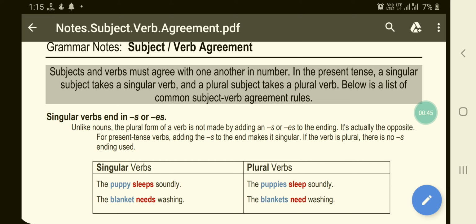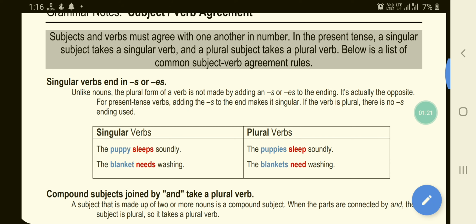Now, as we start, children, subjects and verbs must agree with one another in number. In present tense, a singular subject takes a singular verb and a plural subject takes a plural verb. Now below is a list of common subject verb agreement rules. Children, this chapter is solely based on rules. So if you go through the rules properly, I am sure that you won't make mistakes in solving editing, omission or gap filling. Let us take the first one.